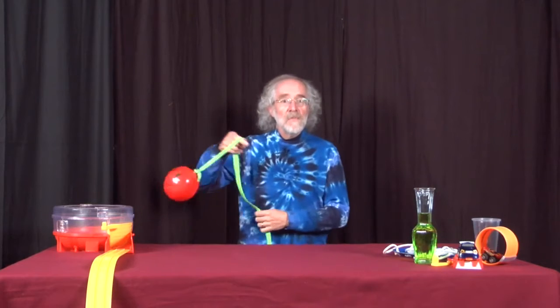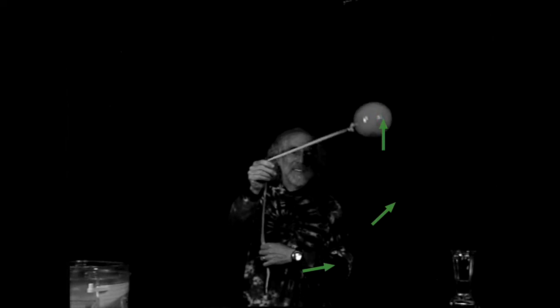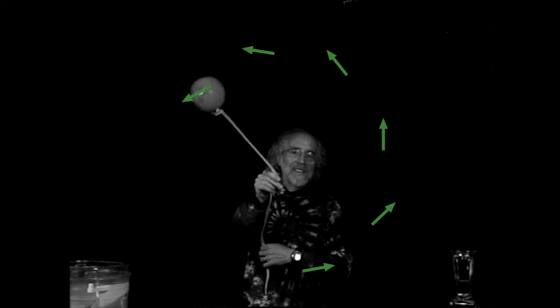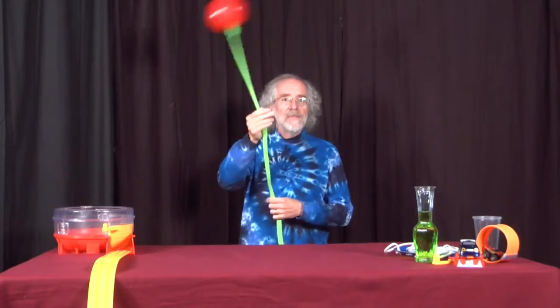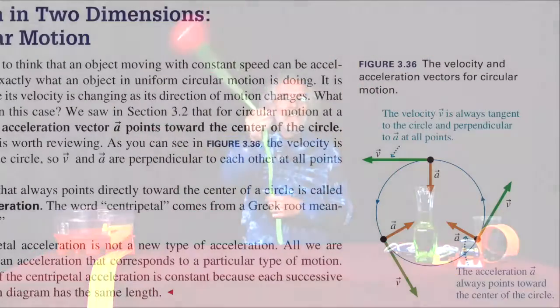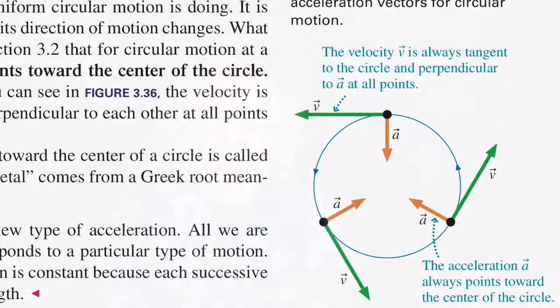If you have an object moving in a circle at a constant speed, even though the speed's the same, the direction is changing. And because the direction is changing, you have an acceleration. And we saw in chapter 3 that the direction of the acceleration points towards the center of the circle. Now in chapter 6, we're concerned with objects that move in a circle, but we're going to look specifically at the forces that cause that motion.